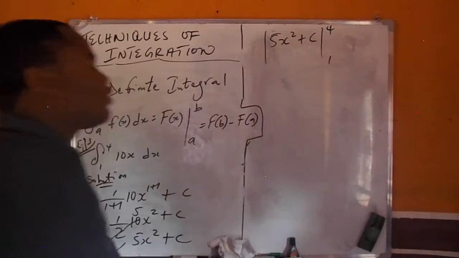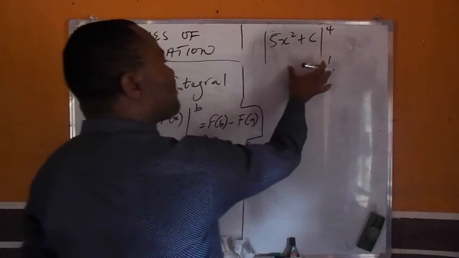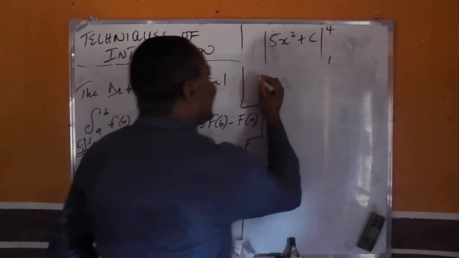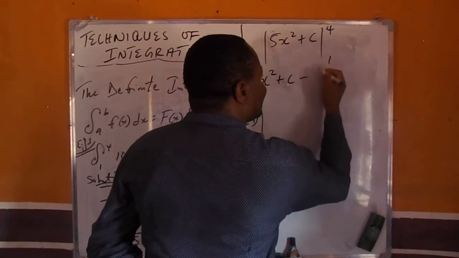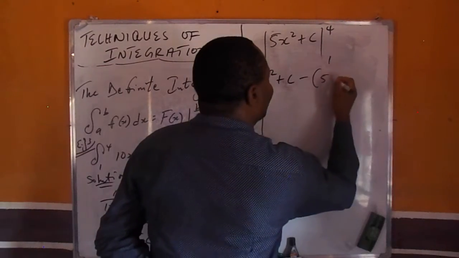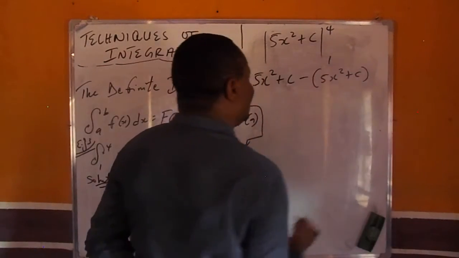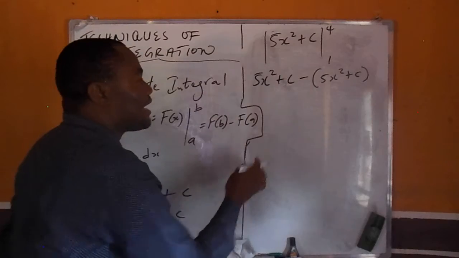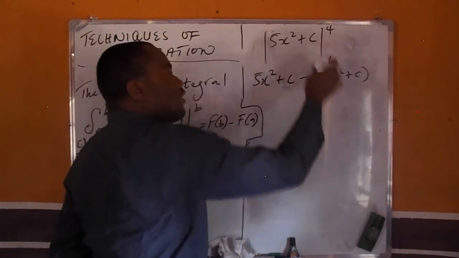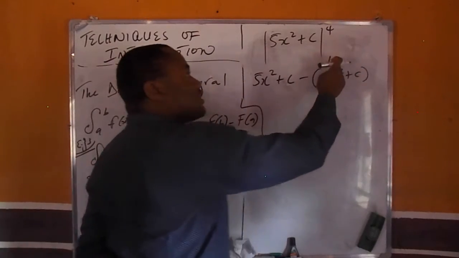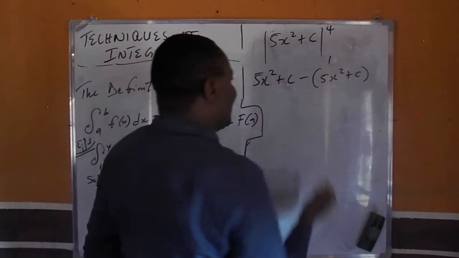4 and 1. That means this will appear twice, which should give us 5x raised to power 2 plus c, minus the second one, which is 5x raised to power 2 plus c. This is the twice that is going to appear. The x in this one will be replaced by 4, while the x in the second one will be replaced by 1.